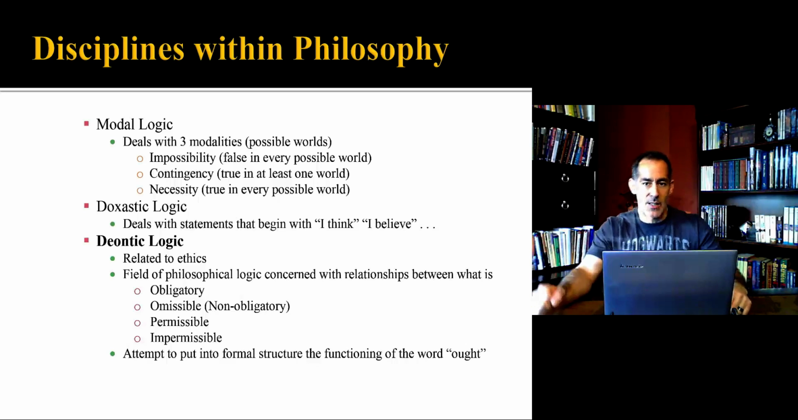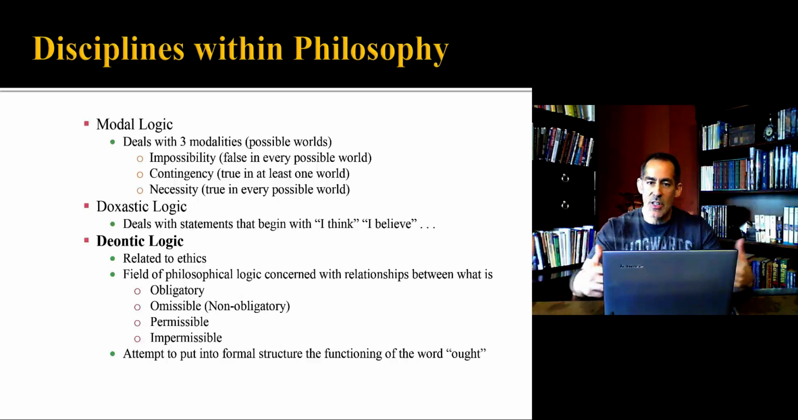For instance, modal logic deals with what we call modalities or possible worlds. What is impossibility and possibility and contingency and necessity, and what do those mean? Deontic logic is a particular form of logic that tries to grapple with ethical terms such as oughts and obligations. What's obligatory? What is non-obligatory? What's permissible or impermissible and such?